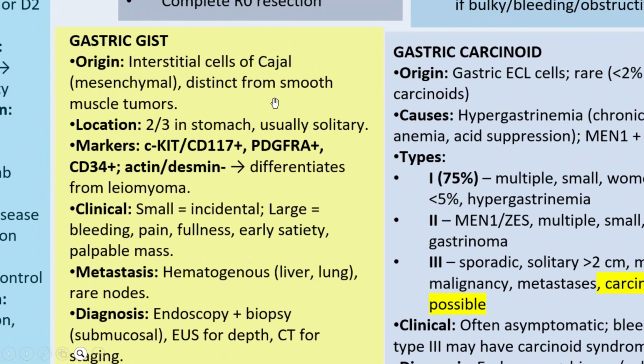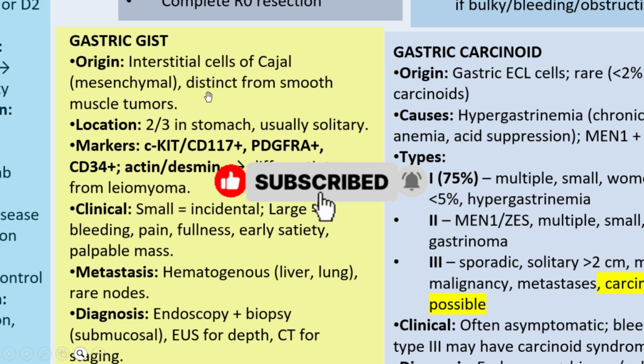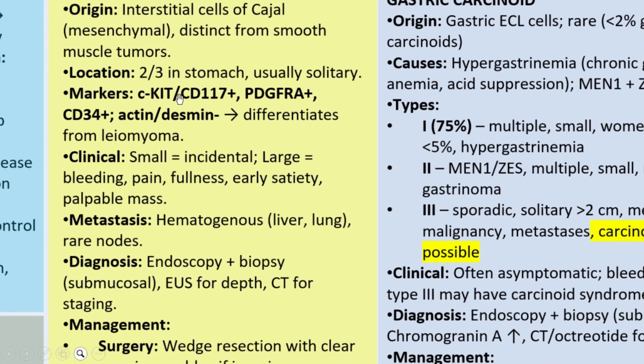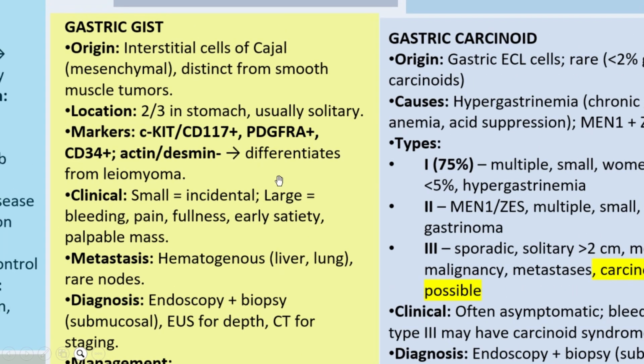Then when you go to other types of tumors, we have what we call the GIST, the gastrointestinal stromal tumors. And these ones come from the interstitial cells of Cajal, that is mesenchymal. And they're distinct from the smooth muscle tumors. So for the location, two thirds are found in the stomach, and the others are usually solitary. These tumors actually have a potential to occur elsewhere outside the stomach, and they're associated with markers like c-KIT, PDGFRA, actin, desmin, and that is what is actually going to differentiate them from the leiomyomas or the fibroids.